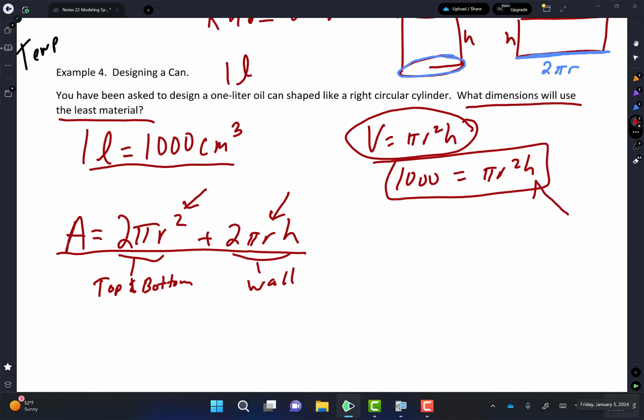So it's really simple to get this in terms of just R, like H equals something in terms of R. So I just divide both sides by pi r squared. So H equals 1,000 divided by pi r squared. Are we okay? All right, so here we go.